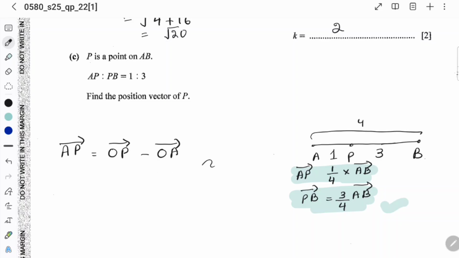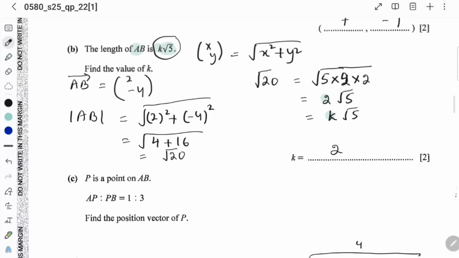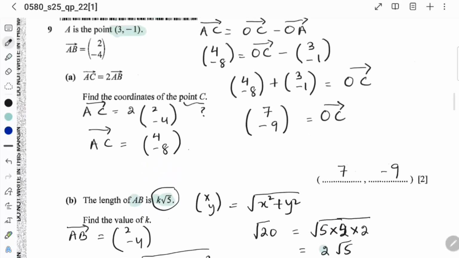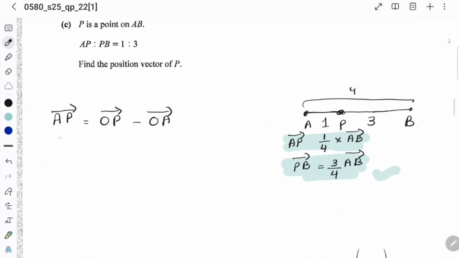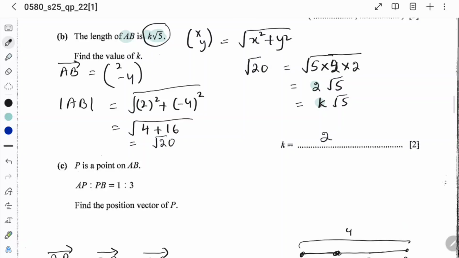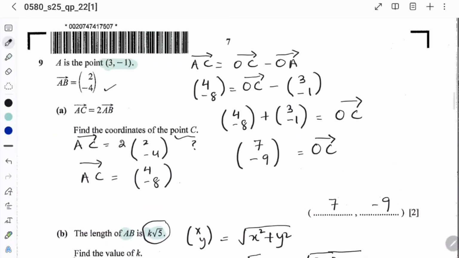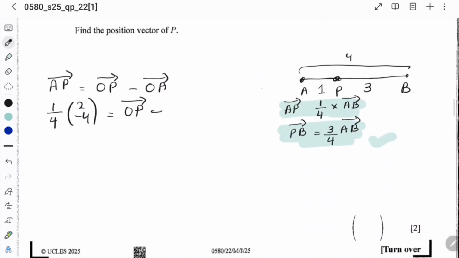AP is equal to OP minus OA, and we know that AP is a quarter of AB, because this is 1 out of 4 of the whole AB, and AB is given in this question, which is 2 minus 4 here. You can check, AB is equal to 2 minus 4. So this is a quarter of 2 minus 4, equal to OP, which is our question, minus OA. OA is what? The A coordinate is also 3 minus 1.